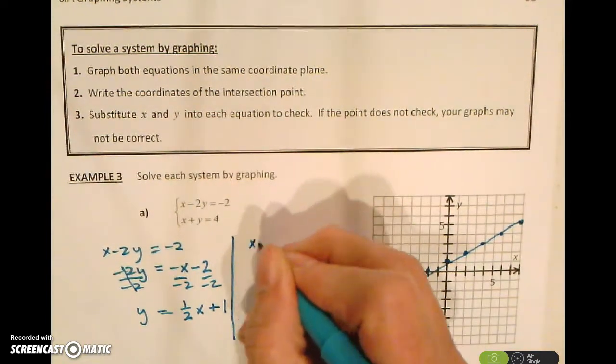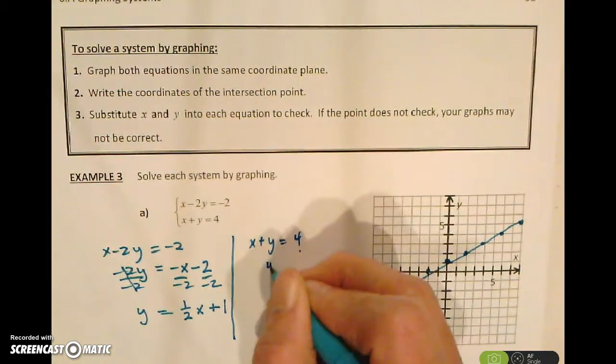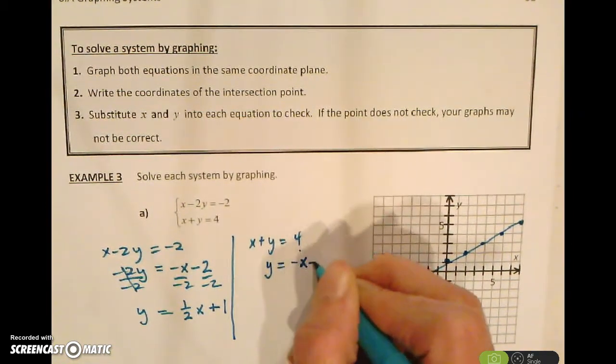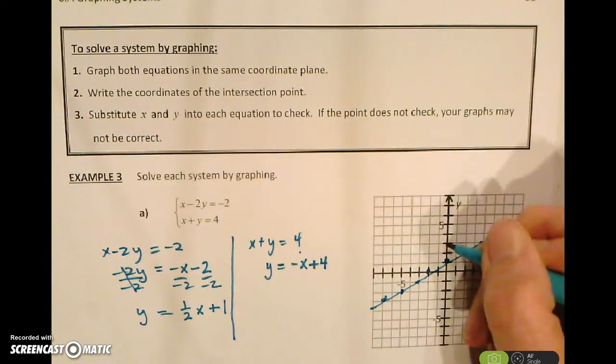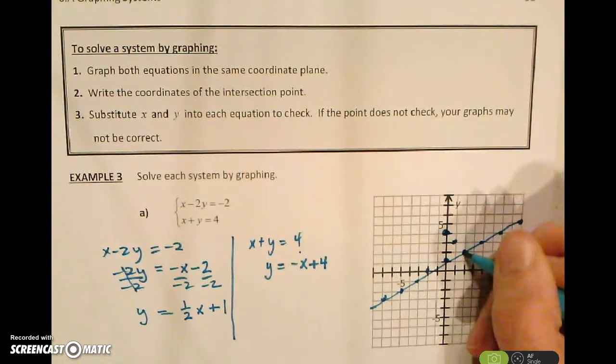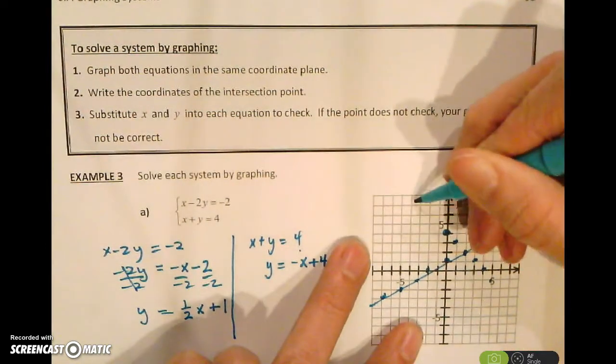So I have x plus y is equal to 4. So I'm going to subtract x from both sides and get negative x plus 4. So I'm going to graph that. So 1, 2, 3, 4, y-intercept of 4, and the slope is negative 1. So down 1, right 1, down. So you can see where it intersected right there, and that's really all we need to see.